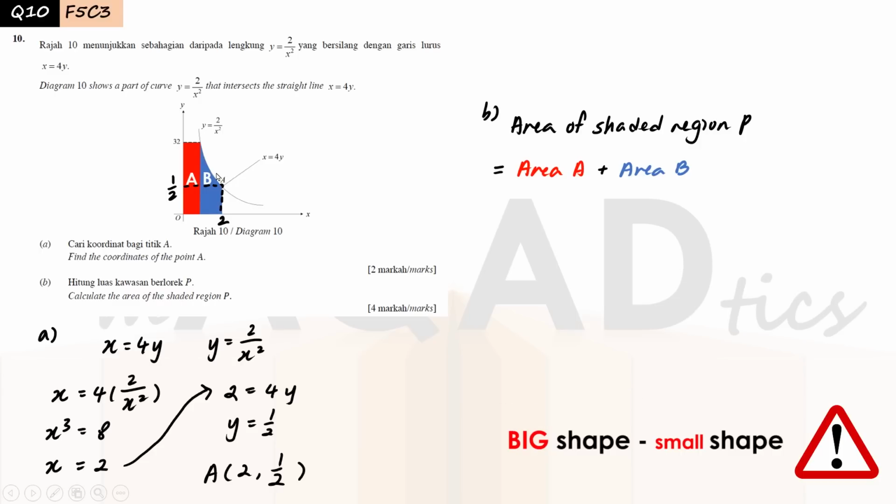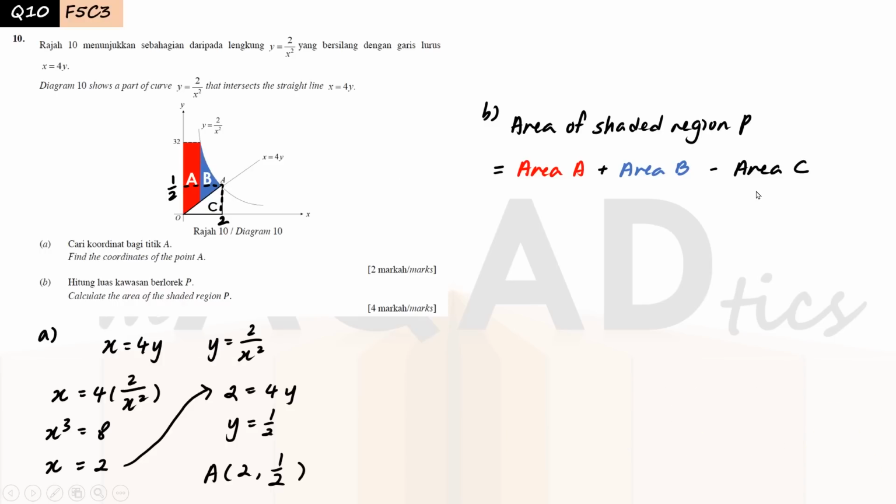Now, once we use these two big shapes, you will see that we accidentally included this white colored part here. These are the small shapes, the shapes that we need to remove from our big shape. Here our small shape is the triangle. So to find the area of the shaded region, we are going to add up these two areas and minus out the area of the triangle, or area C.